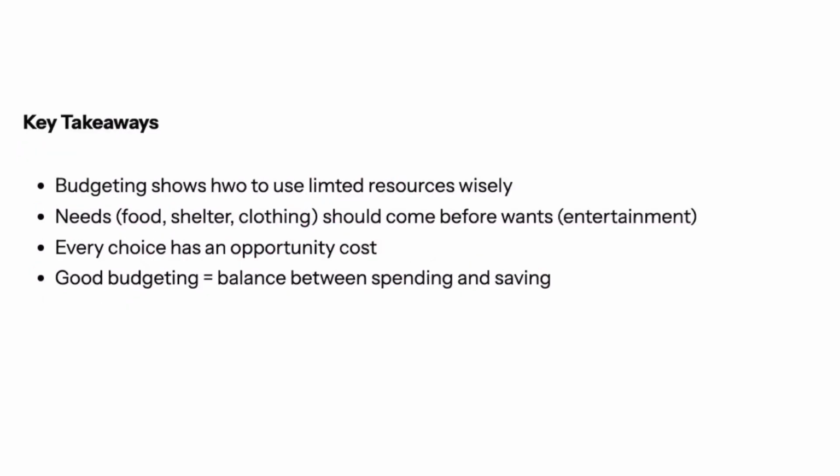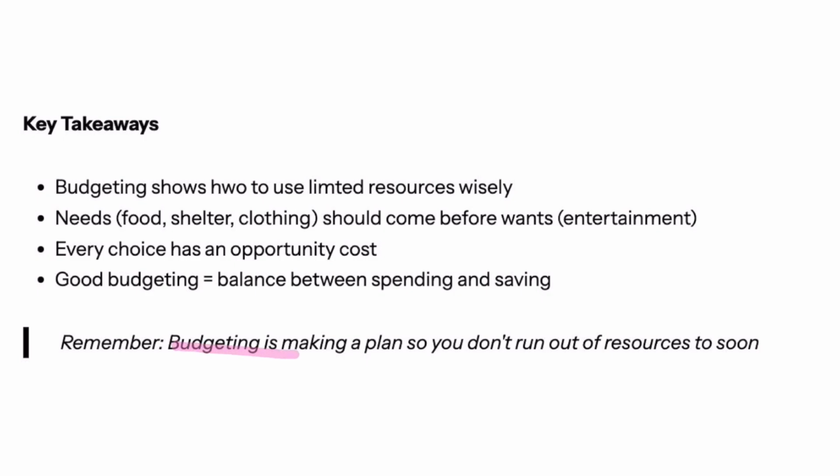We have already reached our key takeaways. We learned that budgeting shows how to use limited resources wisely, and needs such as food, shelter, or clothing should come before wants, such as entertainment. We also learned that every choice has an opportunity cost, and that good budgeting is equivalent to balance between spending and saving. Lastly, remember that budgeting is making a plan so you don't run out of resources too soon.